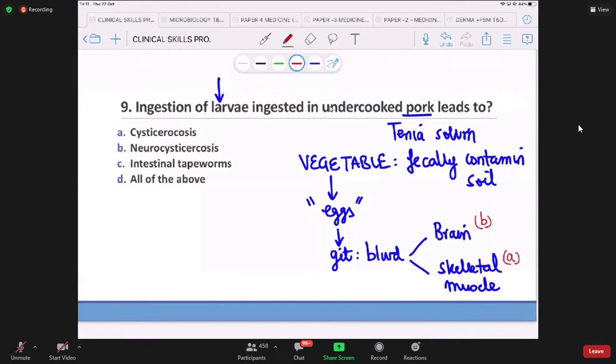The person should be ingesting eggs. But what did he ask in the exam? He did not ask ingestion of the eggs. He said ingestion of the larvae. The moment the person will ingest the larvae, what will happen? They will go in the intestine and they will hatch into adult tapeworms. The person will develop intestinal tapeworms.